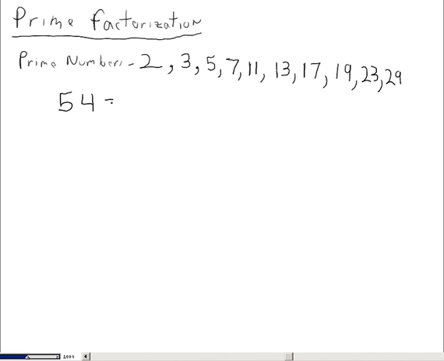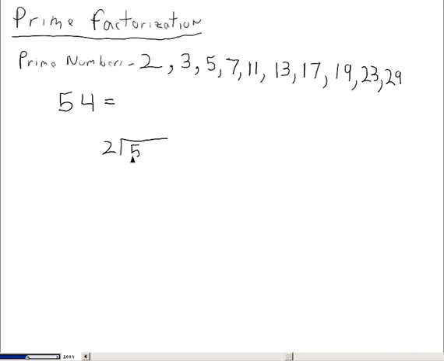Well, the first thing I know is since that number ends with a 4, it's an even number. A number is even if it ends with a 0, 2, 4, 6, or 8. So if that number is even, then I know 2 will go into it. Well, let me take 2 into 54.